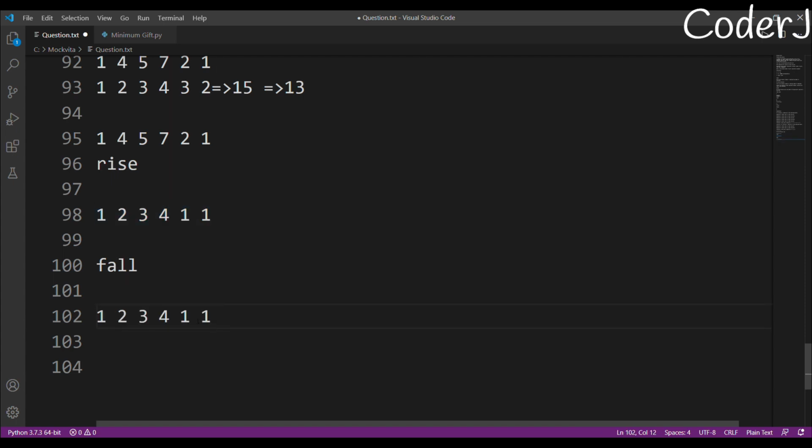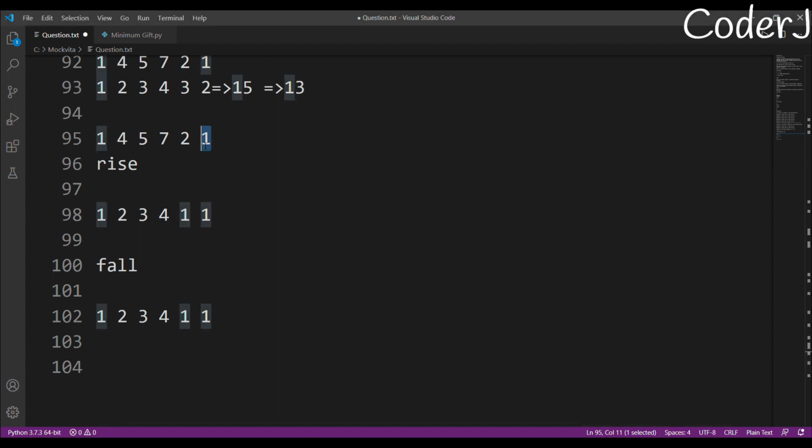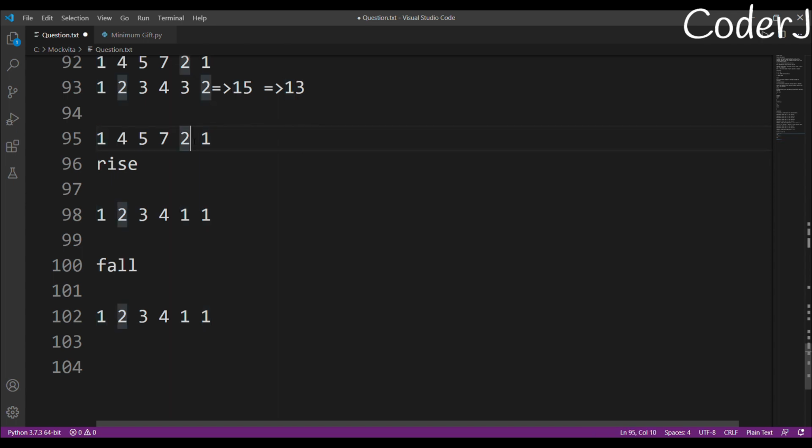So in the fall part, I'll just make changes again in this gift array. I'll start from this element. I'll check, is the rank of this element greater than this? Yes, 2 is greater than 1, right? But then we have to check another condition. Is the number of gifts that I have in this rank lower? Even if it is equal, I don't care. I'm just comparing one thing: is my current rank greater than the next rank? Yes, it is.